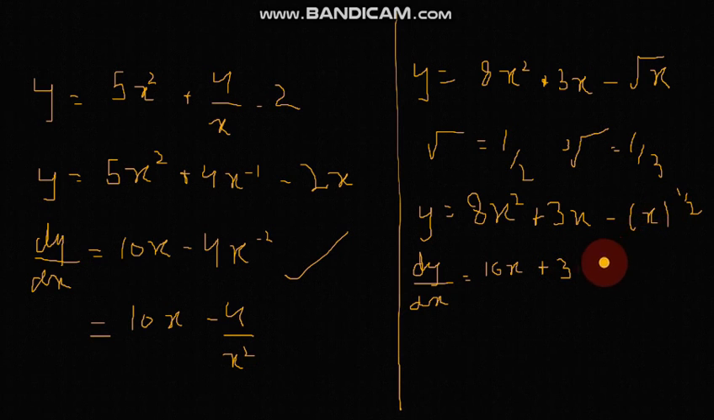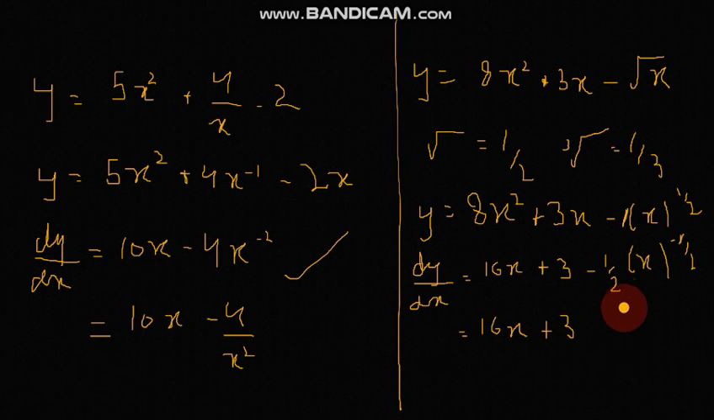The differentiate of this will be minus 1 over 2 multiplied by 1, right? Over here the coefficient is 1, right? So 1 over 2 multiplied by minus 1 is minus 1 over 2 x, and 1 over 2 minus 1 is minus 1 over 2, so x to the power minus 1 over 2. Alright, so this is our differentiate, so we can now write it as 16x plus 3.